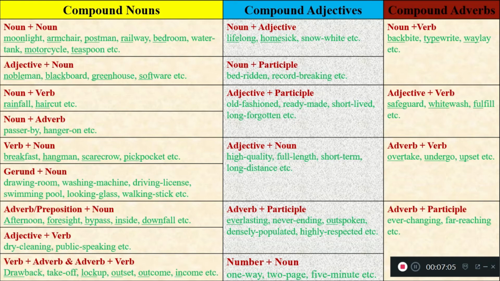Finally, compound adverbs. Compound adverbs can be formed by adding a noun with a verb, an adjective with a verb, an adverb with a verb, and an adverb with a participle. Look at the examples. You will be able to understand them easily. Let's go to the next slide.